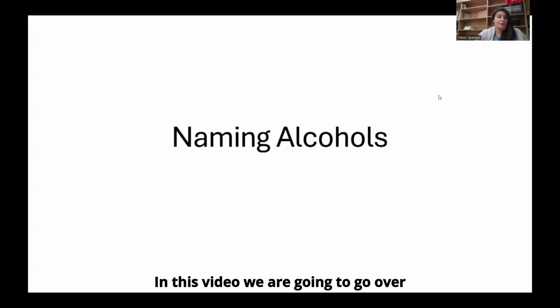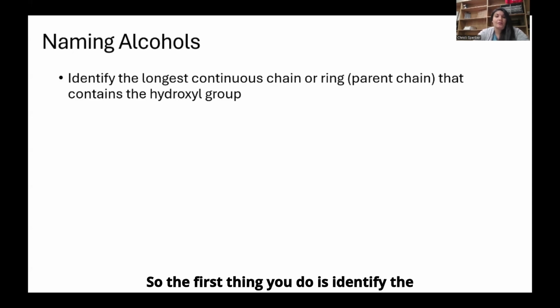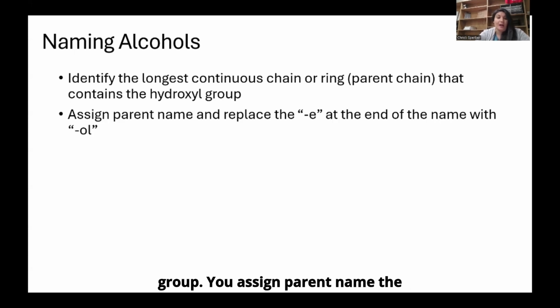In this video, we are going to go over naming alcohols, or naming compounds with alcohol functional groups. So the first thing you do is identify the longest continuous chain or ring, the parent chain, that contains the hydroxyl group. You assign the parent name using the Latin prefixes, and replace the E at the end of the name with ol. So we have ols for alcohols.